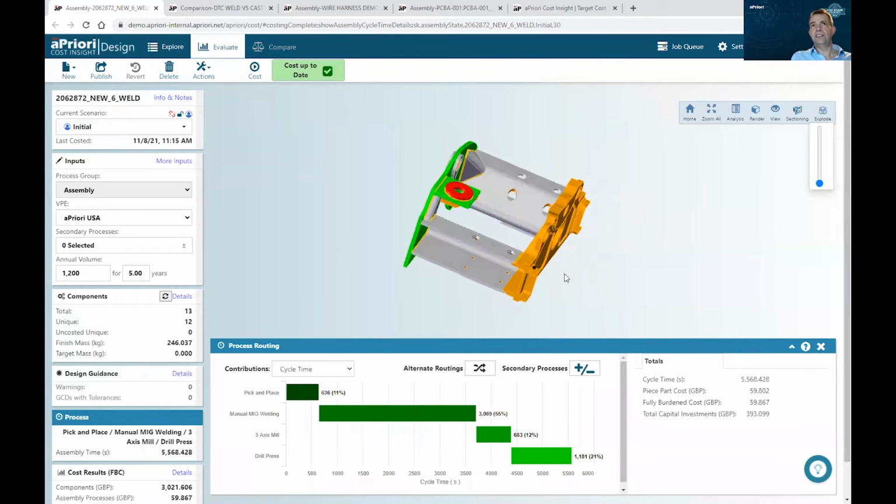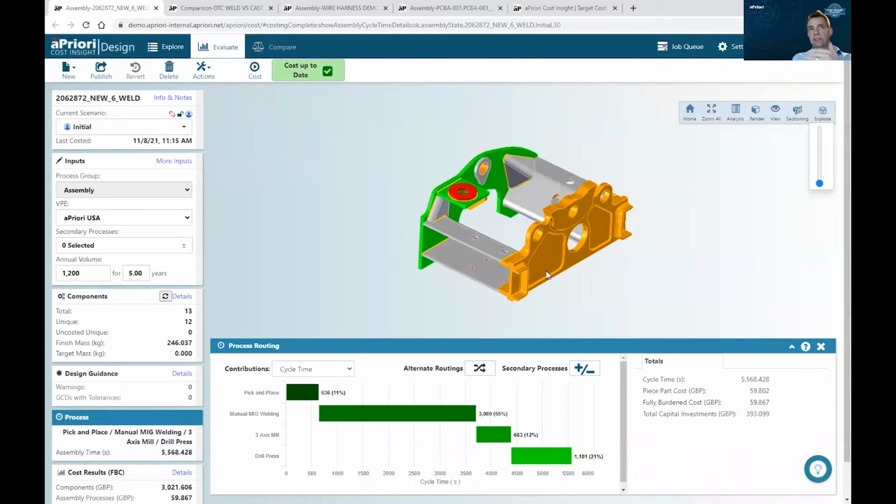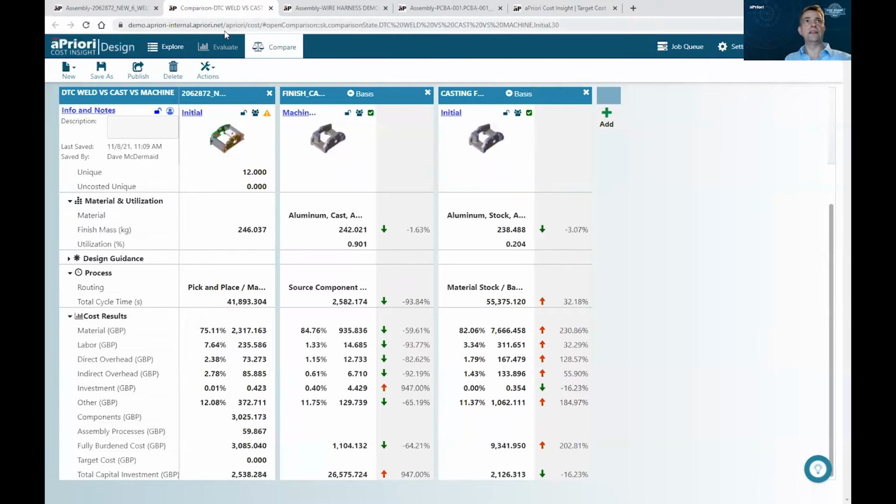But I could just as easily cast this and then start to design for castability. I can machine it from solid and all sorts. So here are three different processes. The one on the left is the original process where we're going to weld it, because that's what we've always done. That's what we do because of the low volumes we work on.